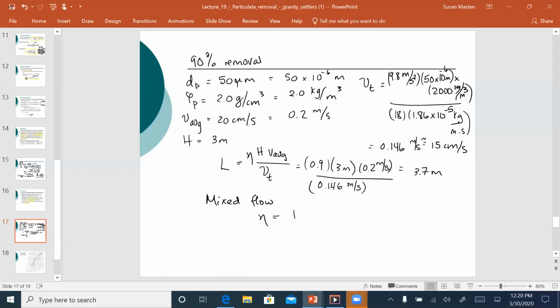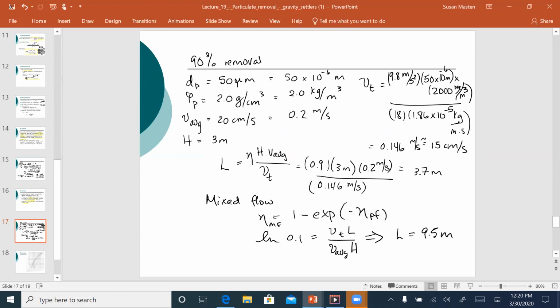Okay, so if we have mixed flow, E is equal to 1 minus e to the minus N plug flow. So this is our mixed flow. If we solve this, ln of 0.1 is equal to VTL over the average height. And so if we simply plug that in, length is equal to 9.5 meters.